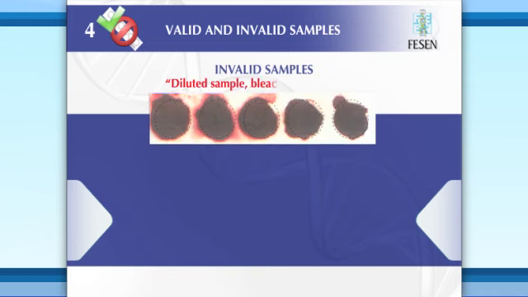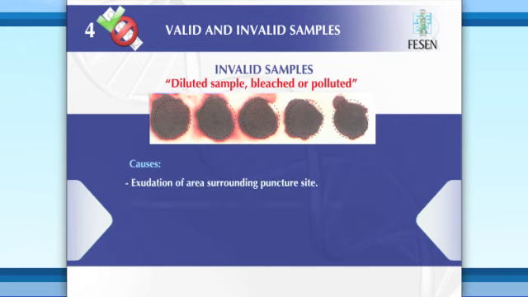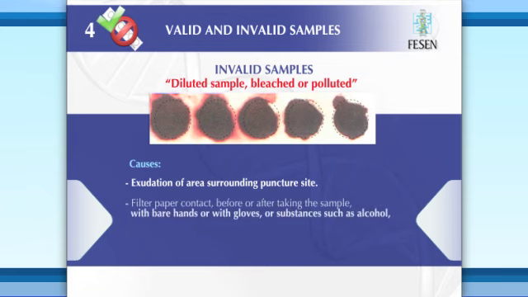Diluted sample, bleached or polluted. Causes: exudation of area surrounding puncture site. Filter paper contact before or after taking the sample with bare hands or with gloves, or substances such as alcohol, antiseptic solutions, water, cosmetics, etc. Sample exposure to a direct heat source.